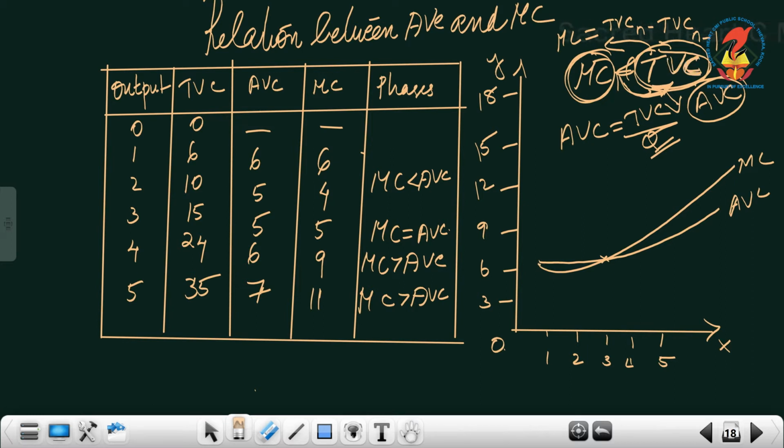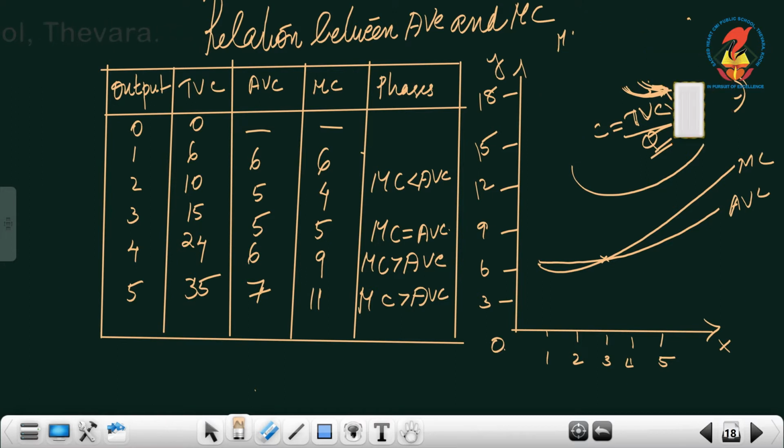Once again, any addition made to the total cost will definitely reflect the total variable cost. It will change. And that change in the total variable cost will reflect average variable cost. Why? Because we are finding average variable cost from TVC. AVC is equal to TVC by Q. That is the logic behind it.